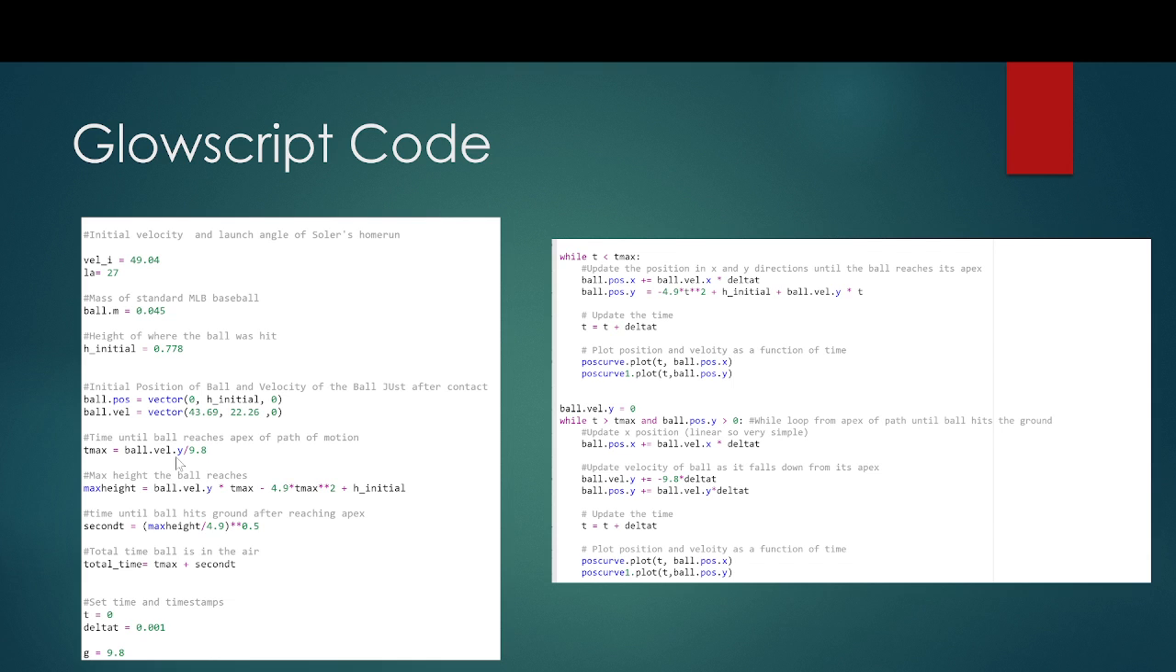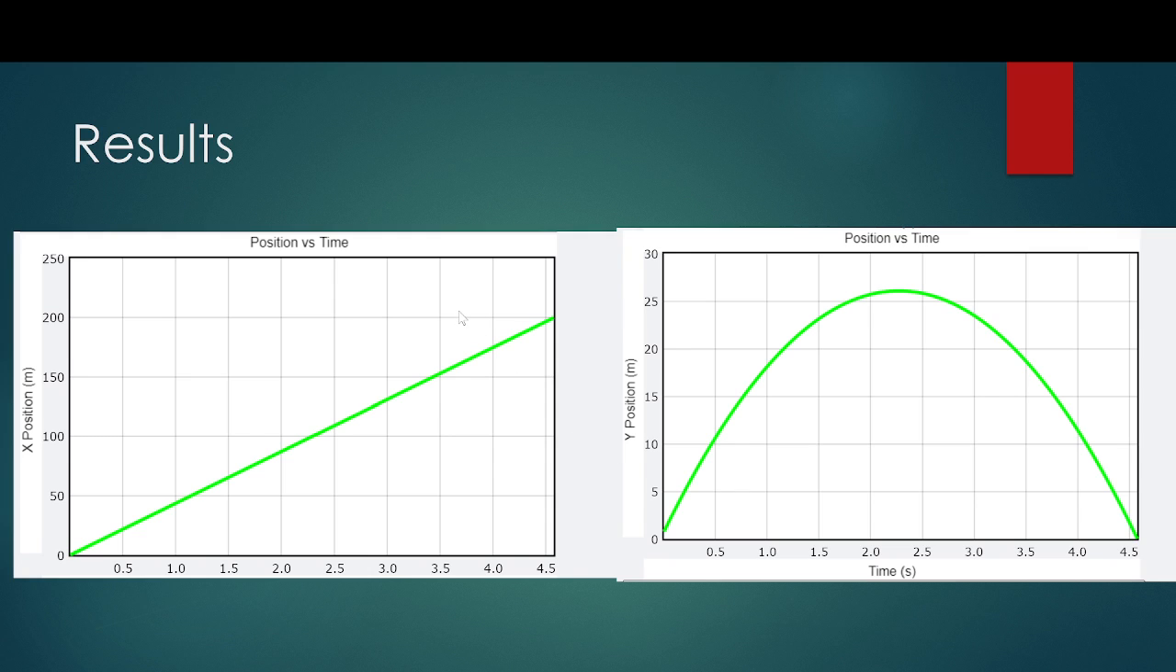and calculating the max height, the time toward the max height, and the total amount of time the ball is in the air. And then we can make our while loops where we update the position and velocity, or position in the x and y directions of the ball while t is less than t max. Once t gets to t max, the velocity of the ball at the apex is 0, so we reset that and we do it again where we update the position and velocity in each direction while moving the clock up the timestamps. Here are the results of the lab.